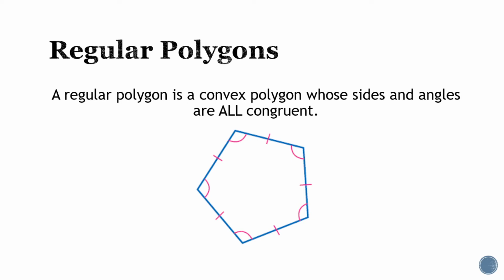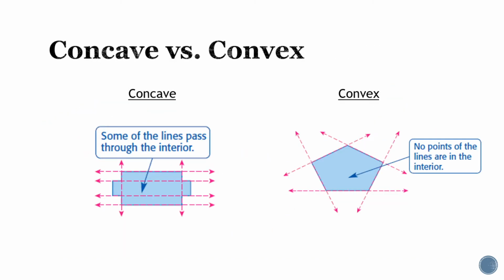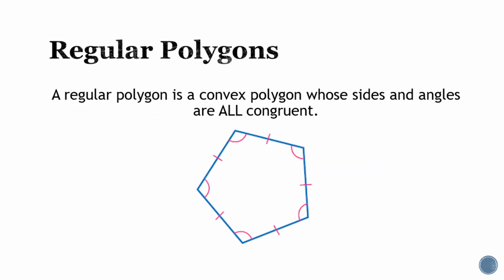Good definition to remember. So first definition we needed to remember was polygons are closed figures whose sides are all segments. Each side of the polygon intersects exactly two other sides, but only at their endpoints. So you should write that down. And concave, convex are useful. Some useful definitions. And finally, a regular polygon. Okay? Regular polygon is a convex polygon whose sides and angles are all congruent. So the angles are all congruent, and the sides are all congruent. Okay?